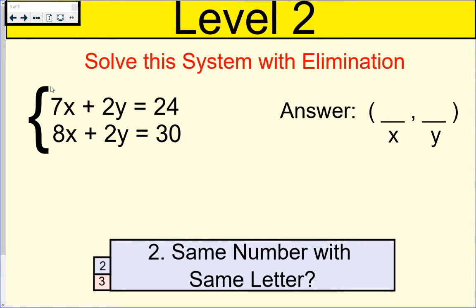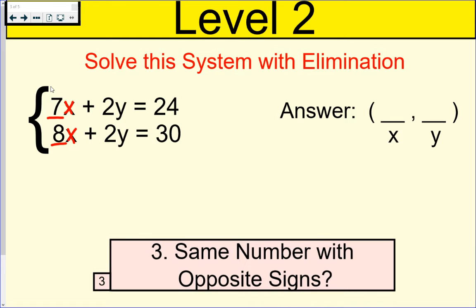Next up, do we have the same number with the same letter? I'm looking here at my x's, and they have different numbers in front of them. So that's not good. But as I'm looking at my y's, they do have the same number in front of them. So that's good news. And even if one of those was a -2, that would be okay. You're just kind of looking at the number, ignoring the sign. So since we could answer yes to this question, let's move on to question 3.